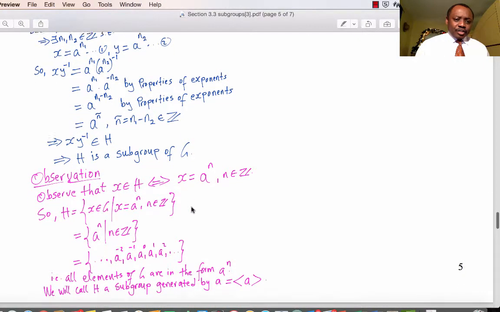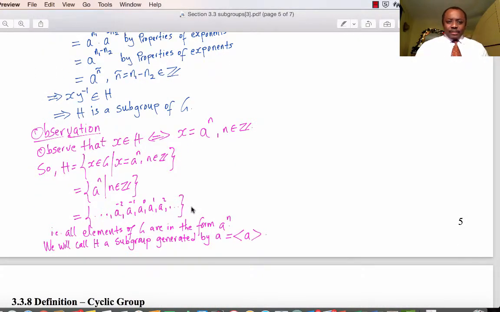A few observations about the subgroup H. As a matter of fact, it is also a special subgroup. Observe that if x is an element in H, then x is written as a to the n, where n is an integer. So we say that H is the set of all x in G such that x equals a to the n, n in Z. In other words, H is the set of all elements of the form a to the n, where n is in Z.